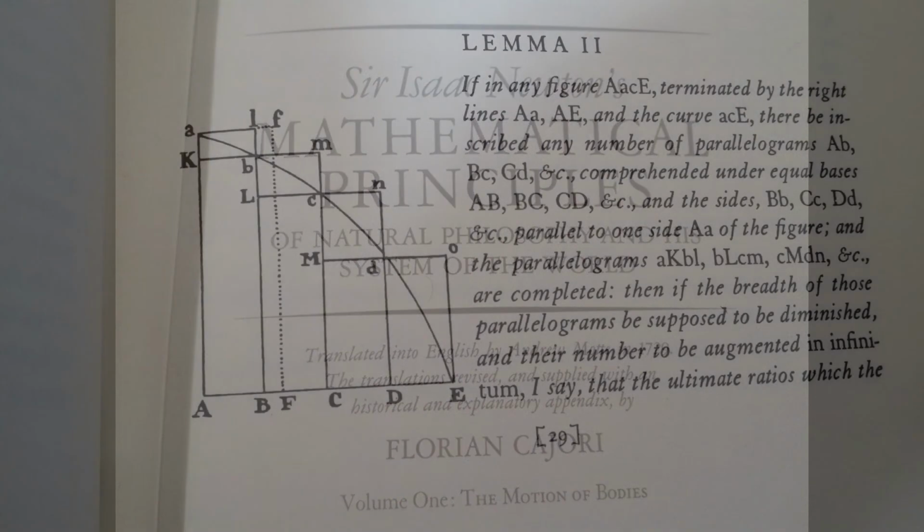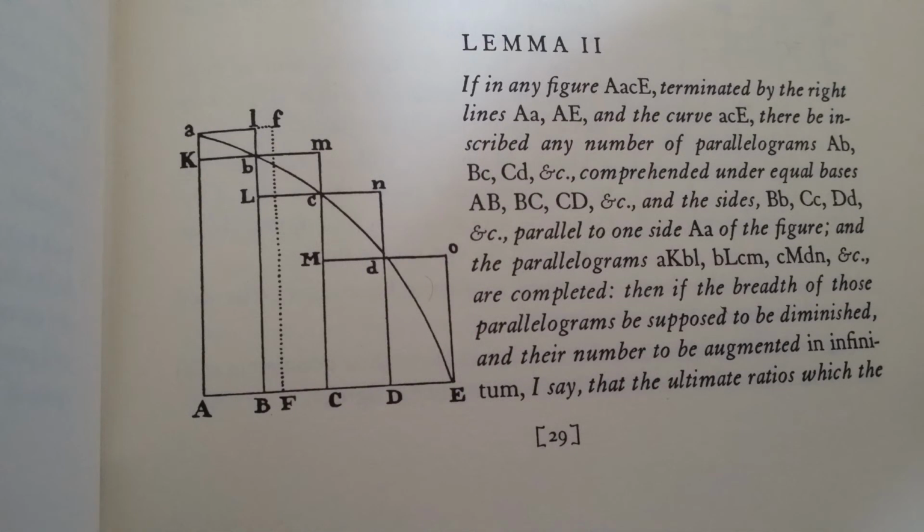Lemma 2. This is where the diagram comes in. If in any figure AacE, terminated by the right lines Aa, AE, and the curve acE, there be inscribed any number of parallelograms Ab, Bc, Cd, and so on, comprehended under equal bases AB, BC, CD, etc., and the sides Bb, Cc, Dd, etc. parallel to one side Aa of the figure.